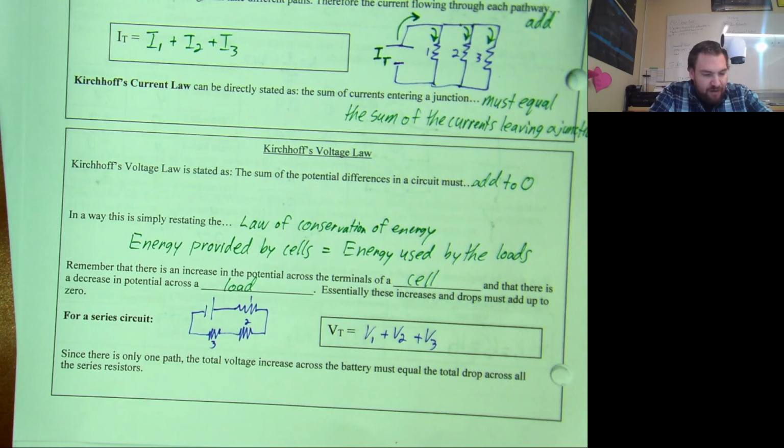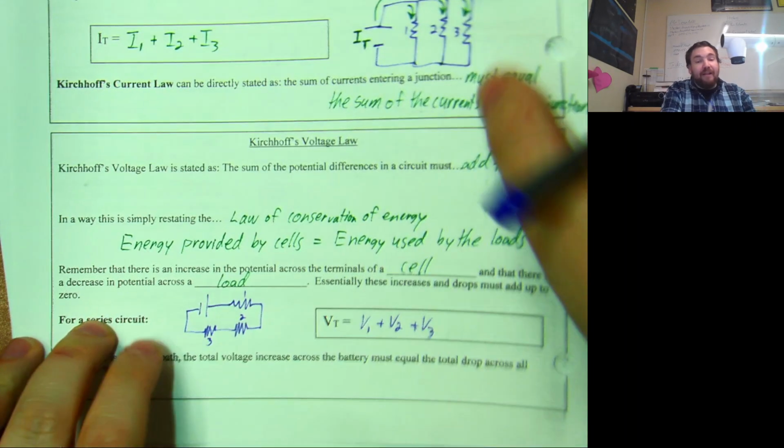So we've got the current law, we've got the voltage law for series. Flip the page when you're ready. We'll do the voltage law for parallel. I should have put that blank page somewhere else. I don't know why that's snuck in here.